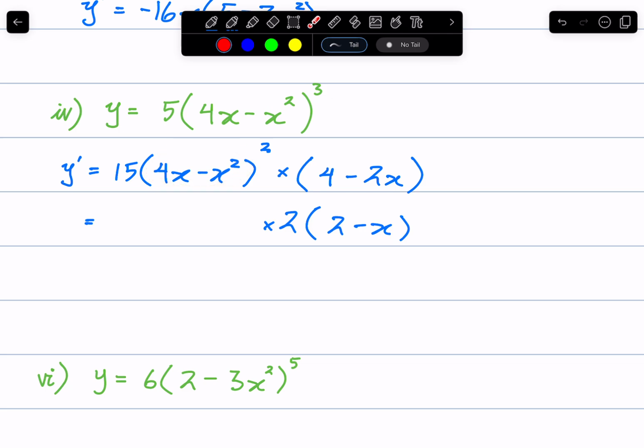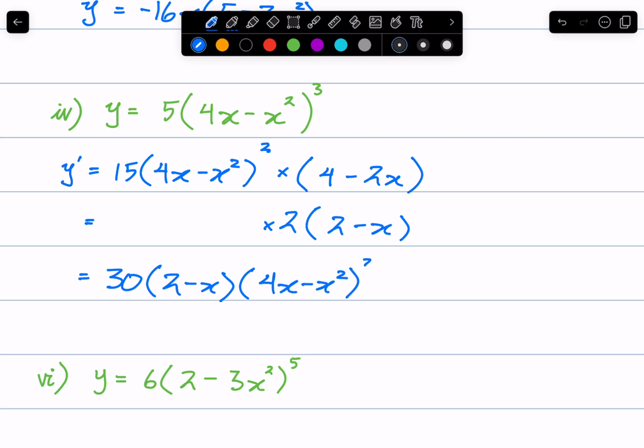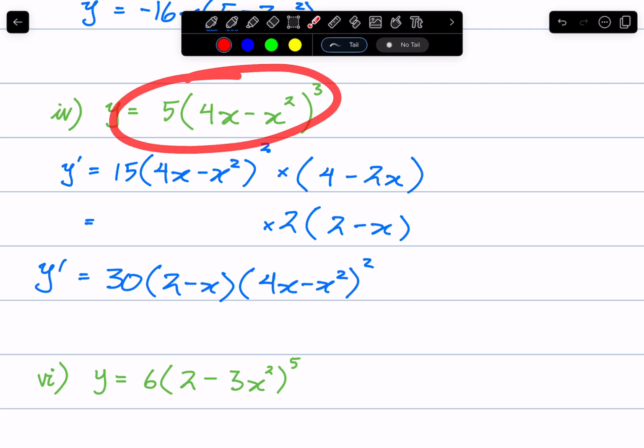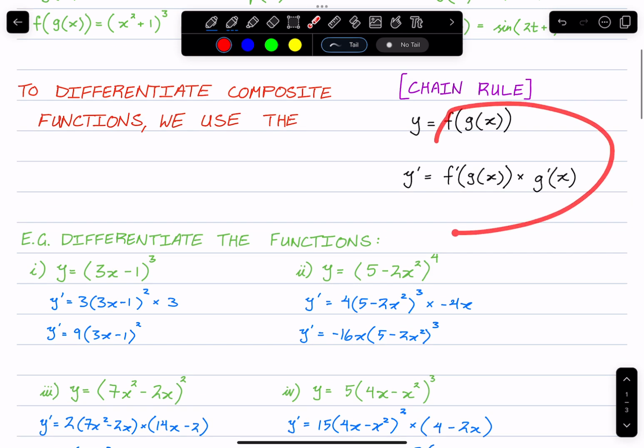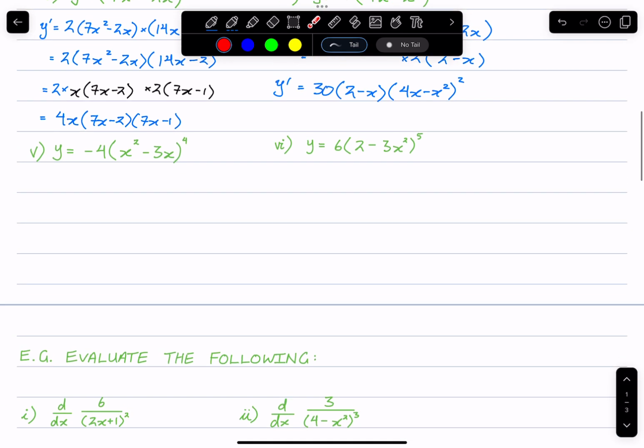Whereas this one can't really be factored because it is x squared. So it'll be 15 times 2. This will give us 30 outside of 2 minus x, bracket 4x minus x squared, all squared. So that is our derivative of this function. So these are getting just slightly more difficult, but it's still the same application of this rule. Okay, let's keep going with these last two examples.